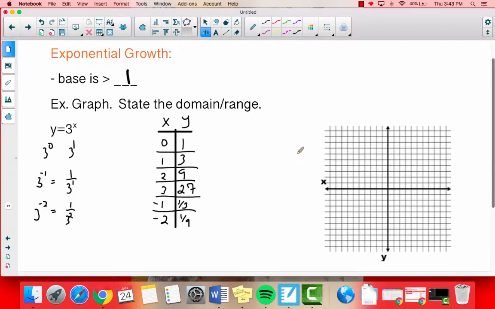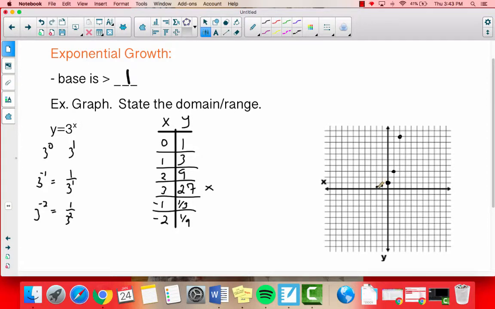So you want to just go ahead and plot those points. So we'll have (0, 1), we'll have (1, 3), we'll have (2, 9). And notice I plotted 3 to the third, 27, on my grid, but 27 is way up here. So this is a case where I wouldn't necessarily want to use that point. Just having it, you know that it's going to go up very quickly. And then I can plot (-1, 1/3), and then (-2, 1/9).